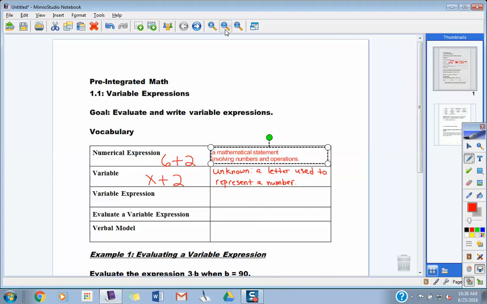So then, variable expression. X plus 2 is a variable expression. A variable expression is going to be any mathematical statement that contains a what? A letter. Yep, it's any mathematical statement containing letters.